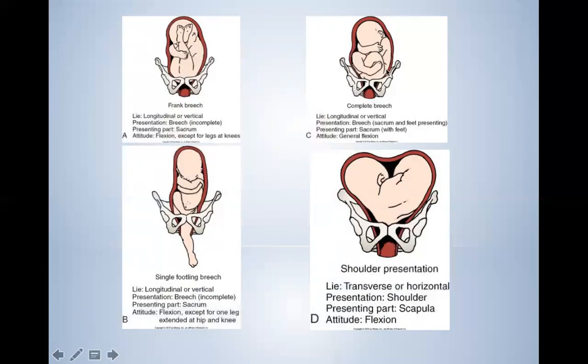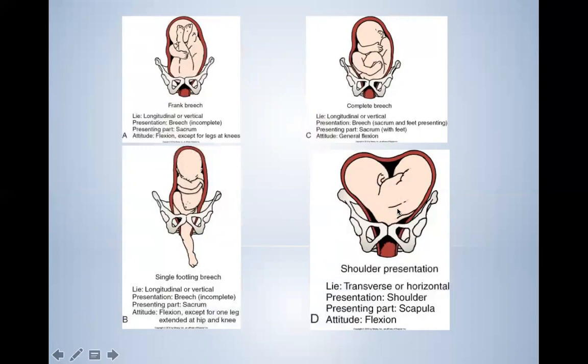And then we have a complete breech, and this is the other one that could potentially be delivered vaginally. We have both the sacrum and the feet as the presenting part, and we have general flexion for this kiddo. Now, a transverse or horizontal baby is always going to be delivered via C-section. There's no way for a baby in a transverse position to be delivered vaginally.